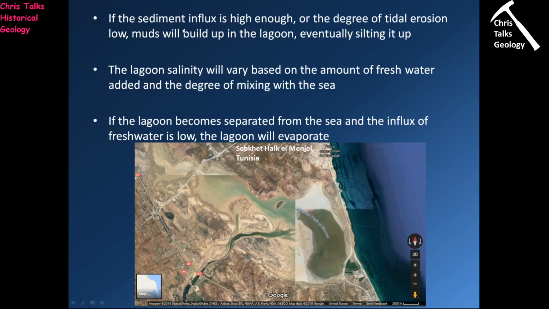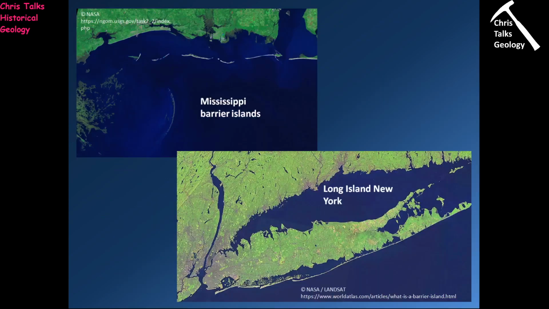If the sediment influx is high enough, or the degree of tidal erosion low, over time mud will build up in the lagoon and eventually it will silt it up. It'll just completely fill with sediment and the lagoon will be lost. Now, in terms of the lagoon itself, lagoon conditions vary. If your lagoon is able to communicate with the larger body of water quite easily, like we can here, that means the water back here in the lagoon is going to be pretty much the same as the water here in the Gulf of Mexico.